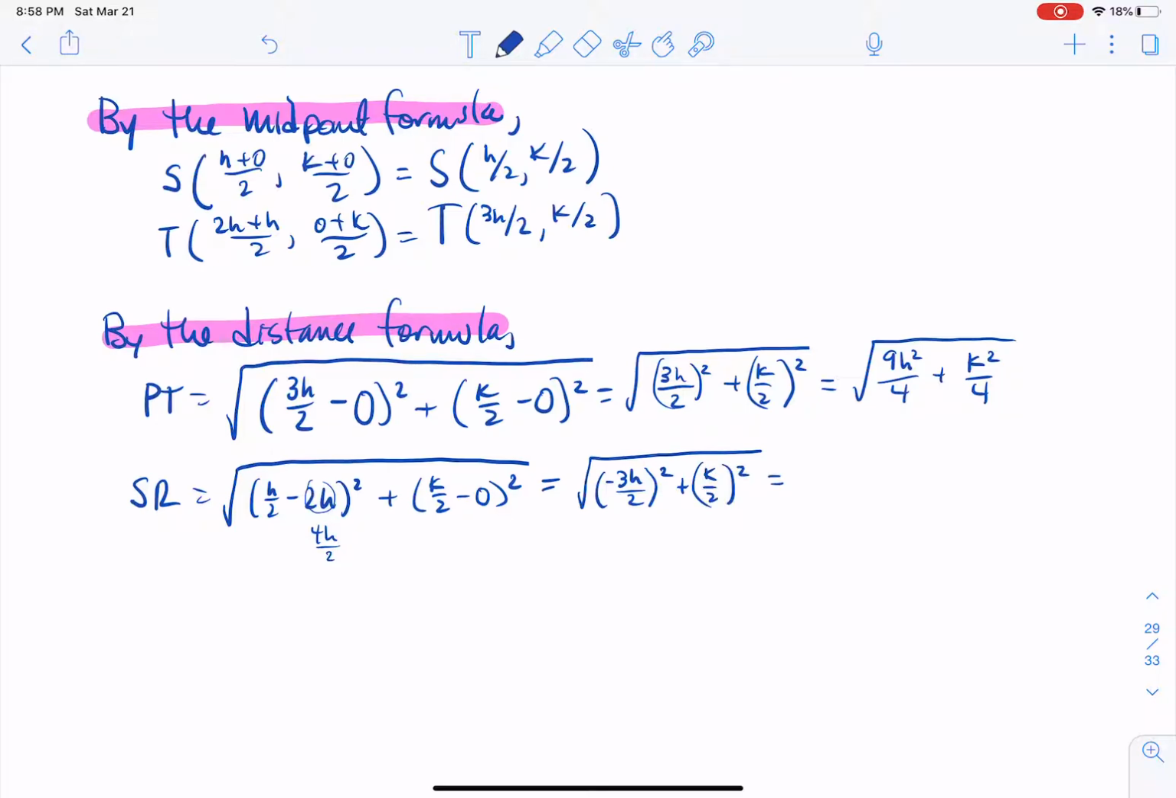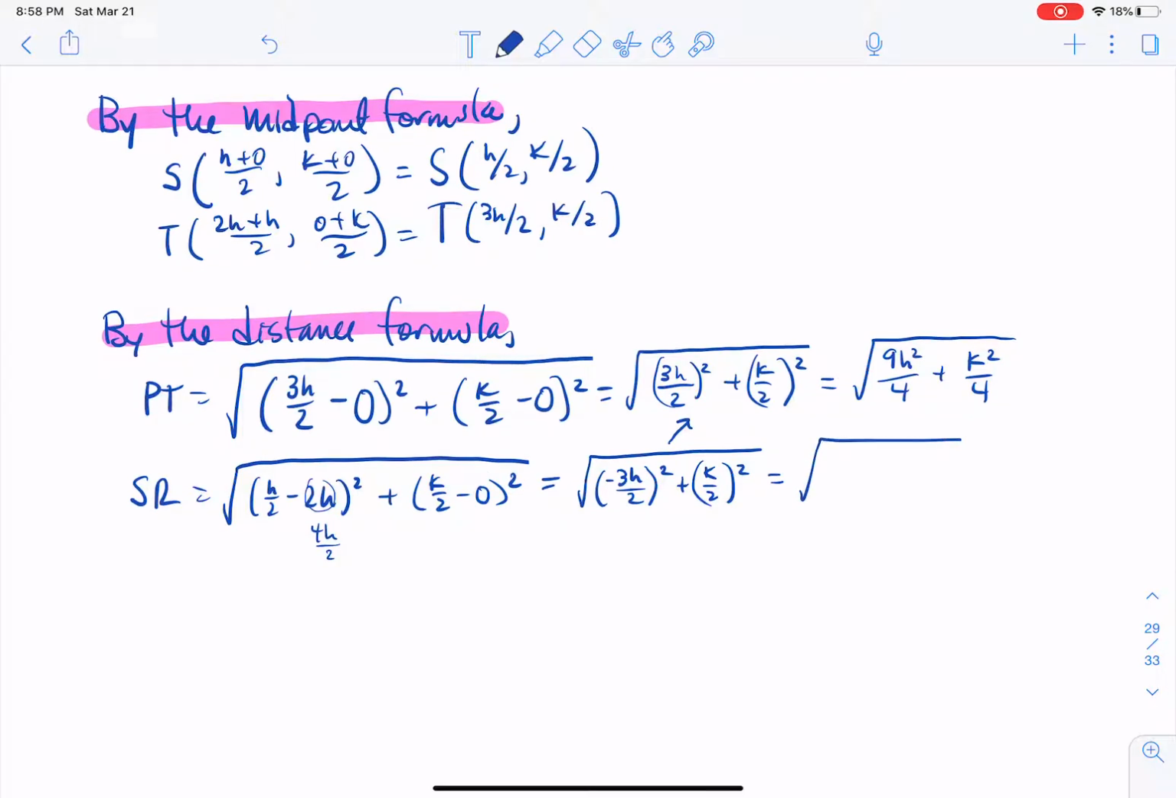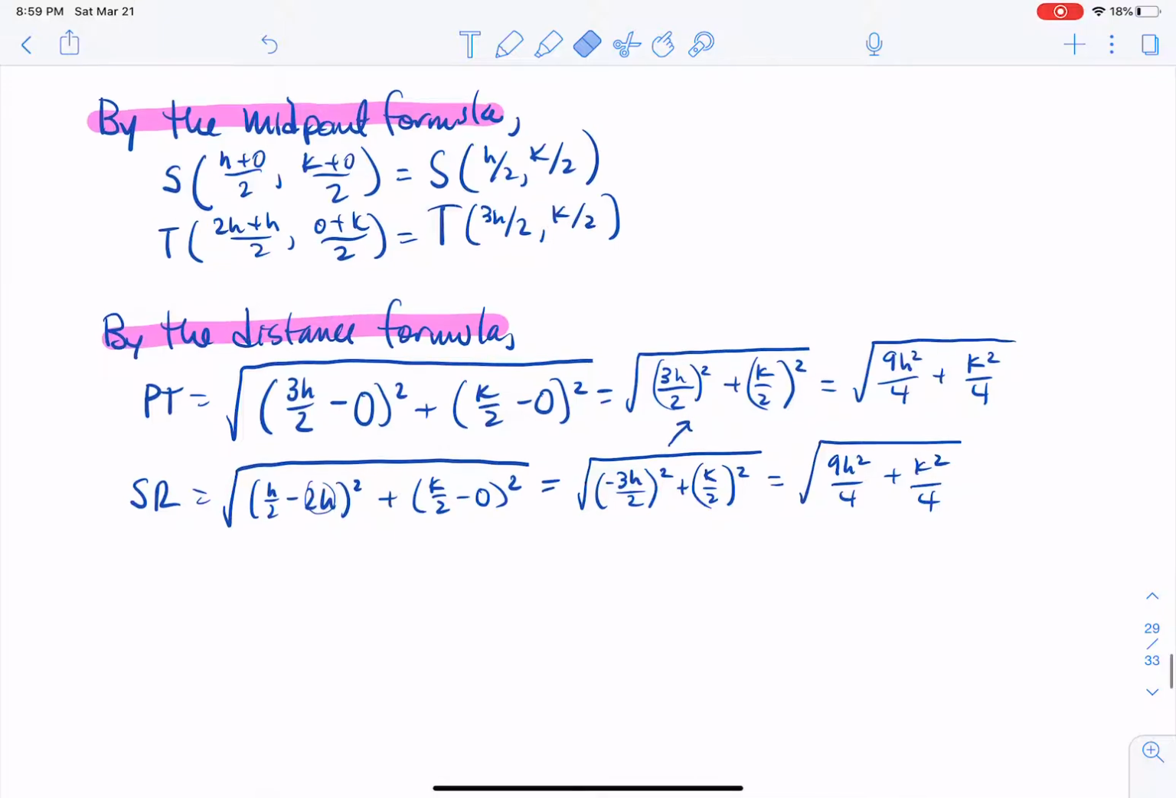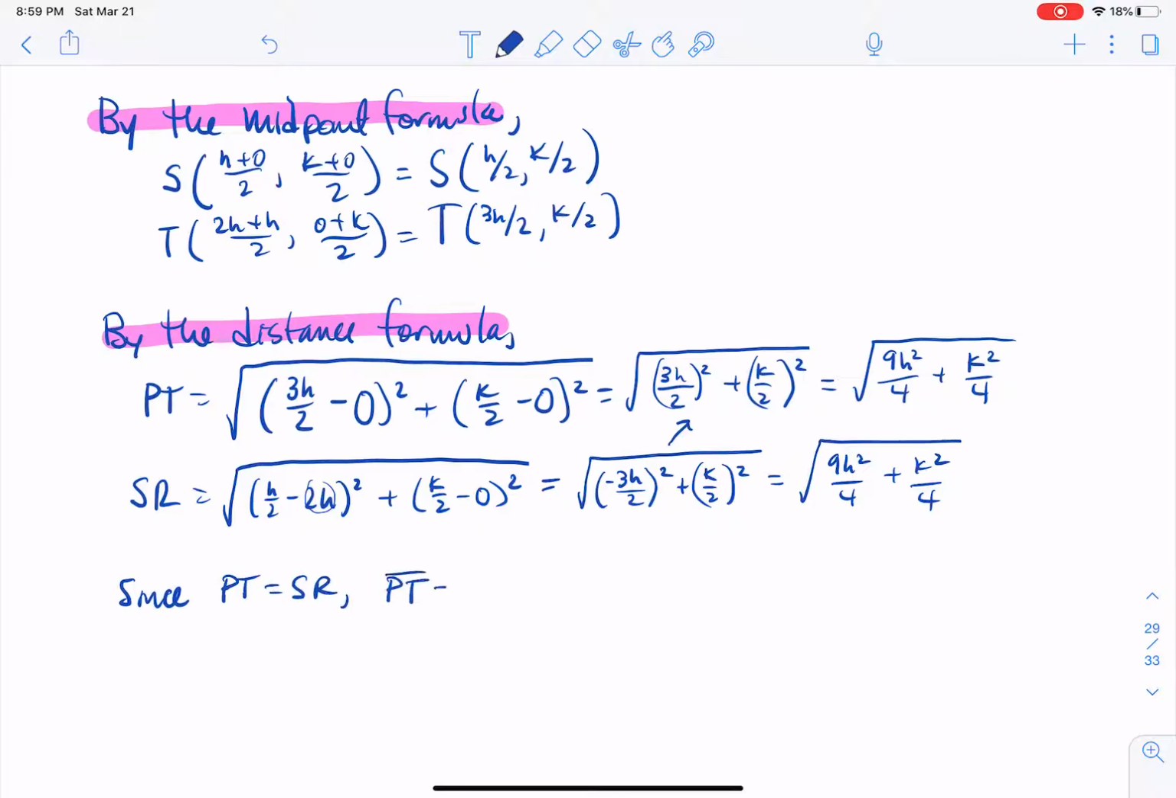All right, now compare this already. It doesn't look exactly the same because of that negative in there, but since you're squaring it, it's not going to matter, and we're still going to get 9H squared over 4 plus K squared over 4, which means that they are the same length. So I'm going to draw that conclusion, and say, since PT is equal to SR, PT must be congruent to SR.